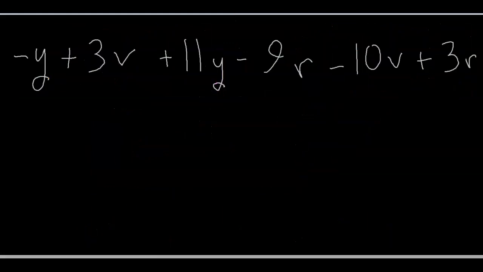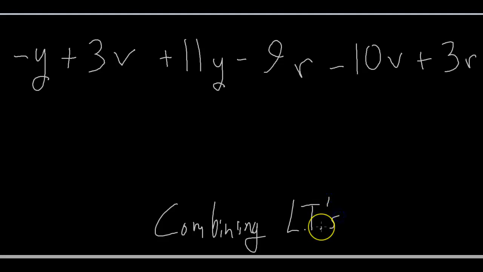Okay, everyone, let's look at one more example here. So we have this big old expression and we want to simplify it by combining like terms, right? Okay, so what's going on here? We're starting with the term of minus y. So we're starting with negative 1y's, then we're adding 3v, then we're adding 11y, then we're subtracting 9r, then we're subtracting 10v, then we're adding 3r.